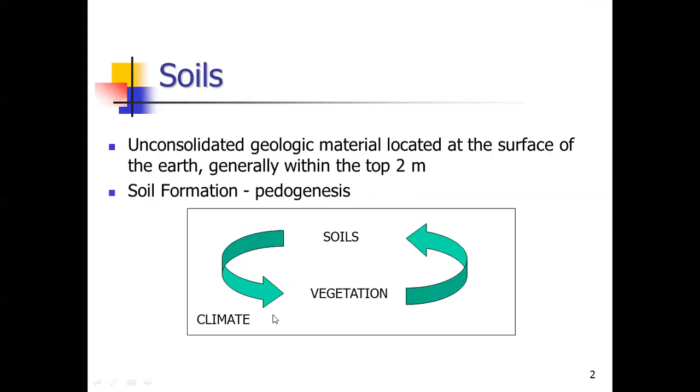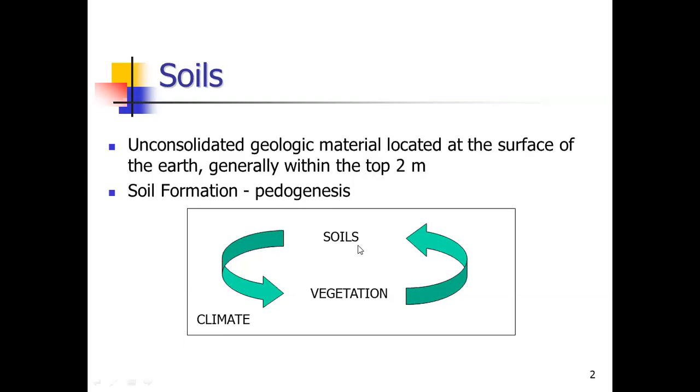So what are soils? Let's start with the basic definition of what soils are. These are defined as unconsolidated geologic material that is located at the surface of the Earth's crust. It's generally within the top 2 meters. The entire formation of soil, which is a long drawn process, is called pedogenesis.